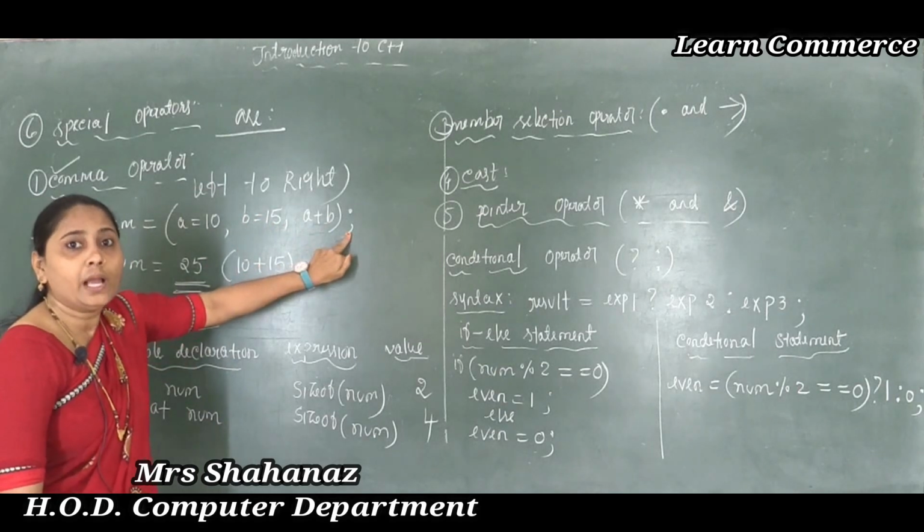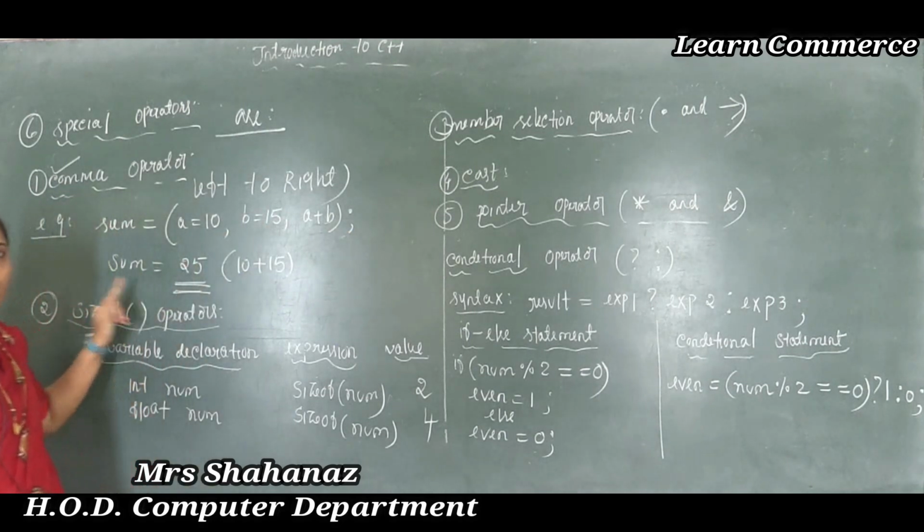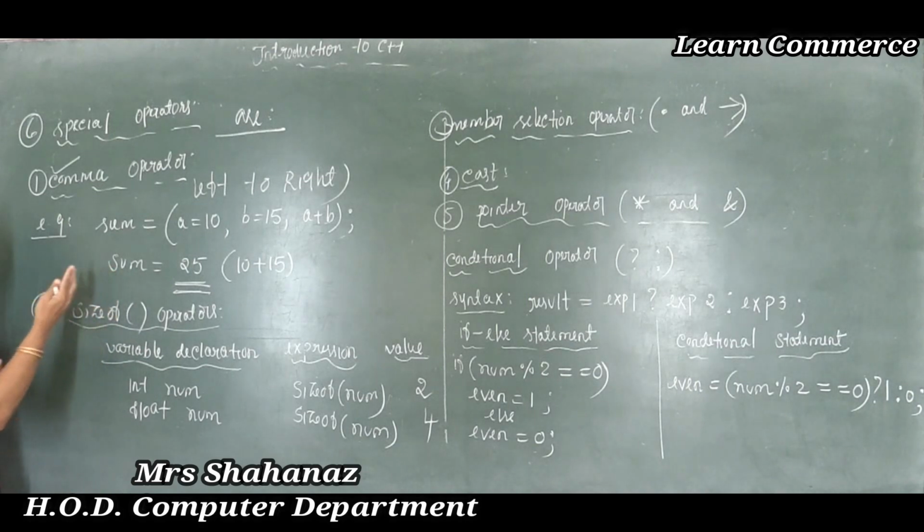Finally we assign a plus b, that is 10 plus 15, to the variable sum. So we can say that the sum value is equal to 25. So clear this point here. That was about the comma operator.